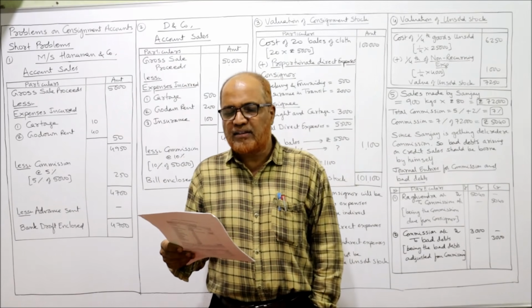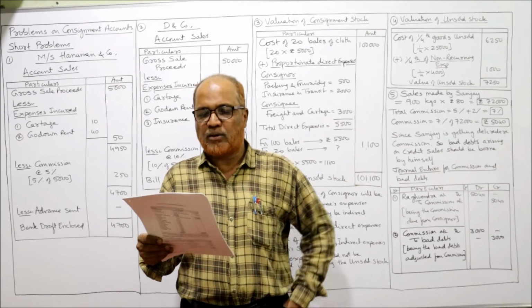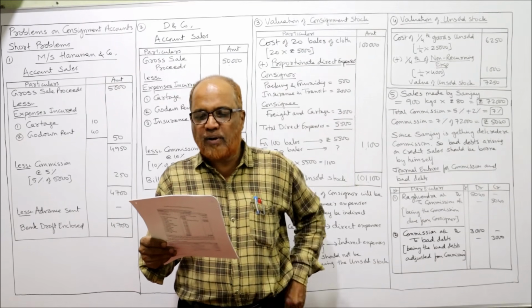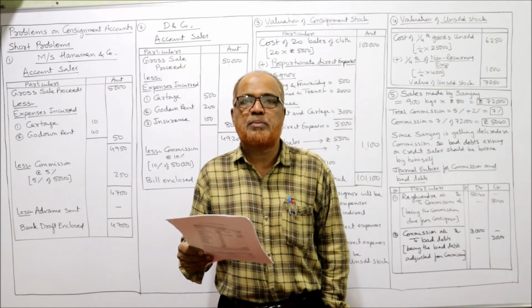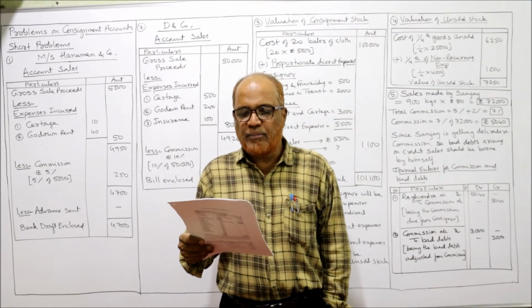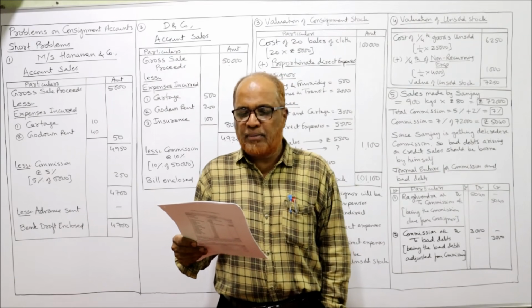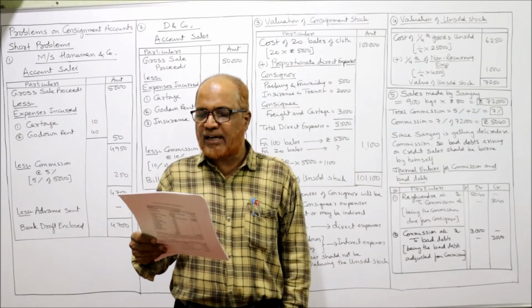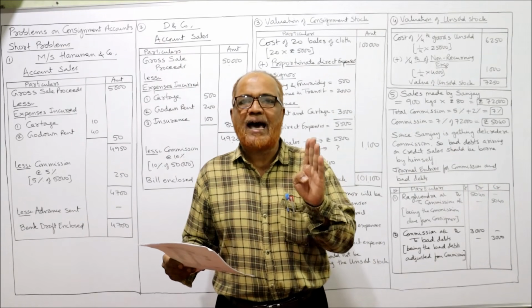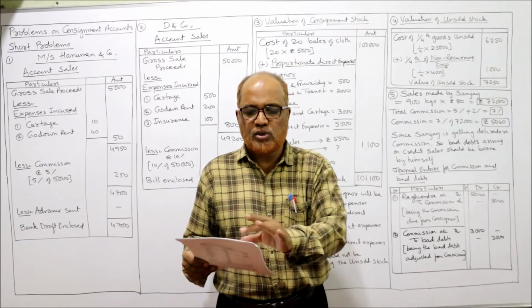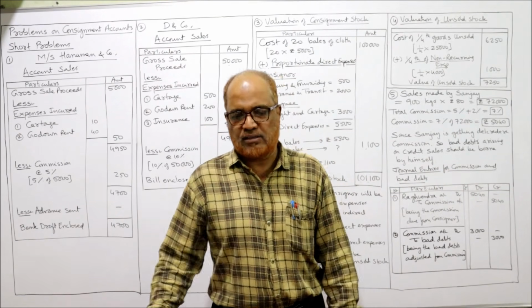Gross sale proceeds 5,000. That means the goods are sold by the consignee for rupees 5,000. Expenses incurred by Hanuman and Company: cartage 10 rupees, godown rent 40 rupees. These are the expenses incurred. Then commission 5% on gross sales. Then Messrs. Hanuman enclosed a cheque for the amount due. So the consignee has enclosed a cheque for the balance amount. This is the information given. We have to put this information in the account sales.